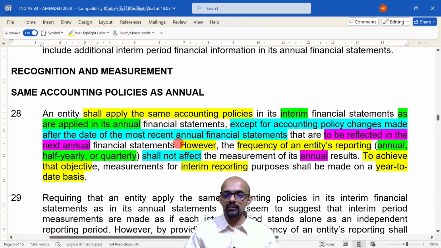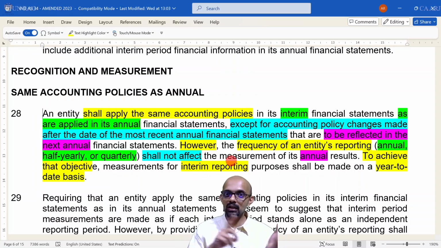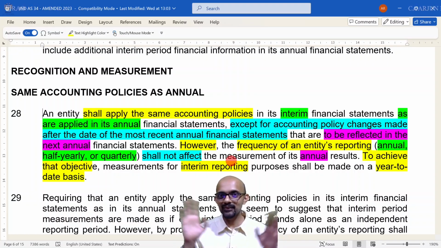So, here a clarification is given that the frequency of an entity's reporting shall not affect the measurement of its annual results. This is merely to say that interim is not a substitute. Interim is an update to the previous annual financial statements. So, when you prepare the annual, you are not going to add quarter 1 plus 2 plus 3. No, you are not going to do that. You have to analyze independently for the annual financial statements, right, and then present.